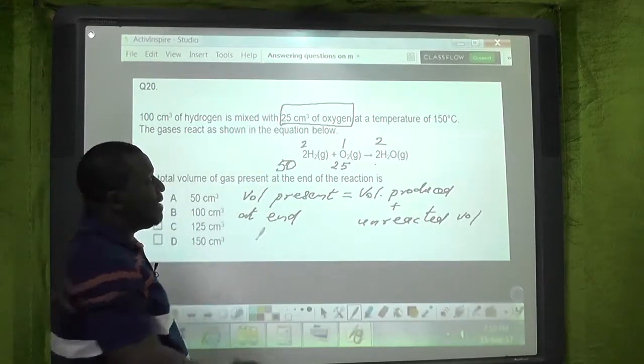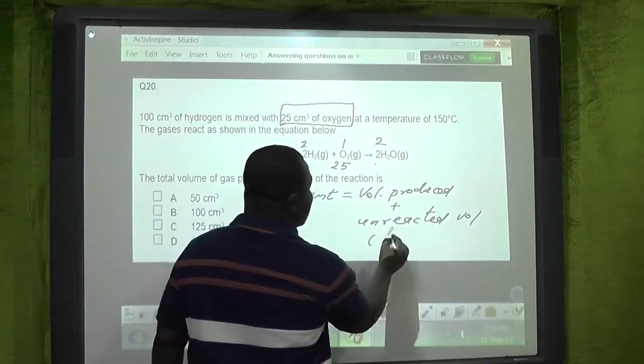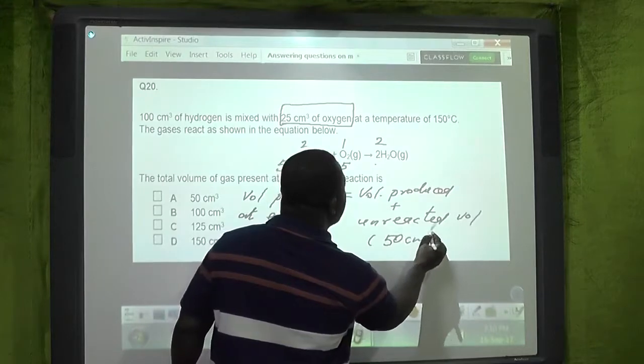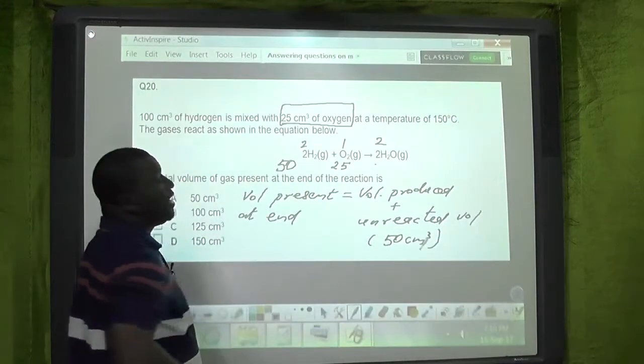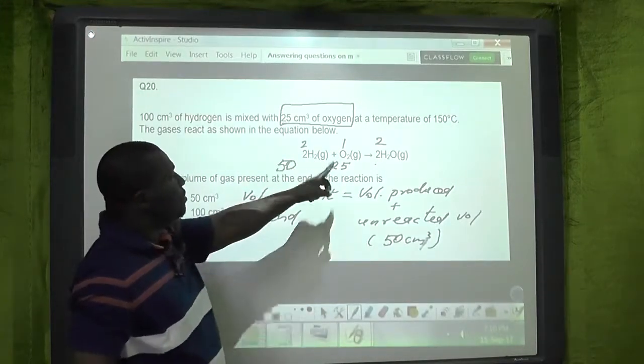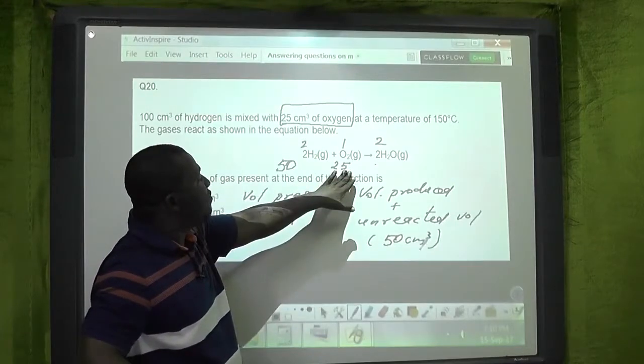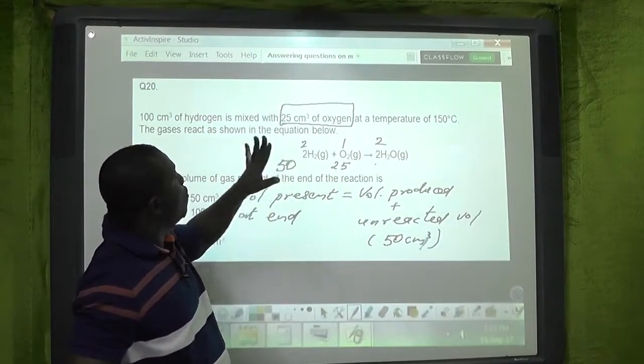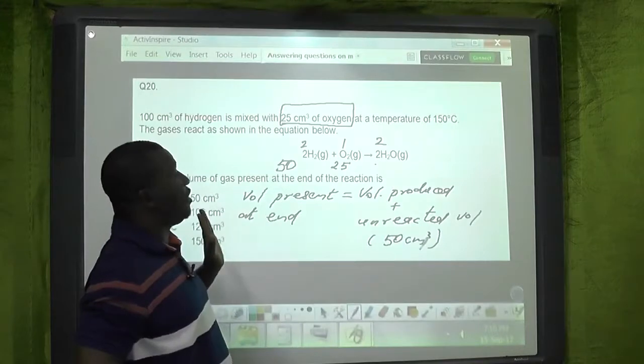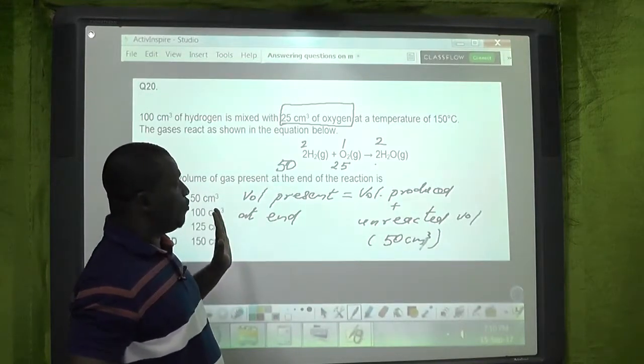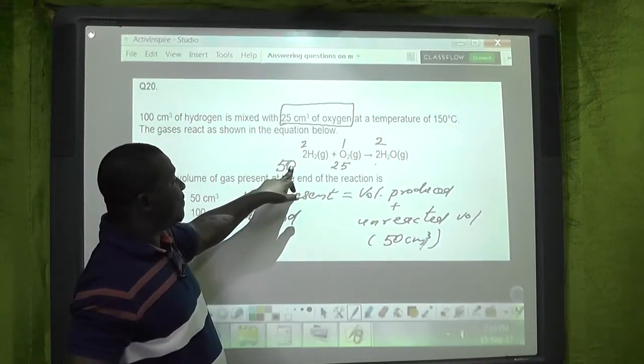It takes 50. That means volume unreacted, we already have 50 cm cube of what? Of hydrogen. Good. 25, everything here reacted. So volume unreacted now, we are sure is 50 cm cube of hydrogen that did not react, because out of the 100, we have 50 reacting.